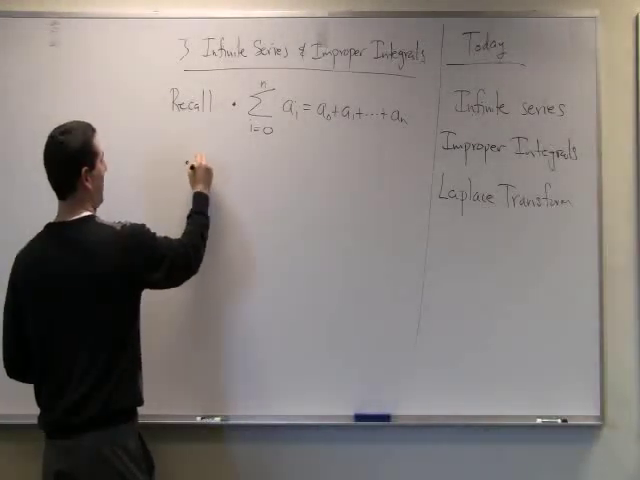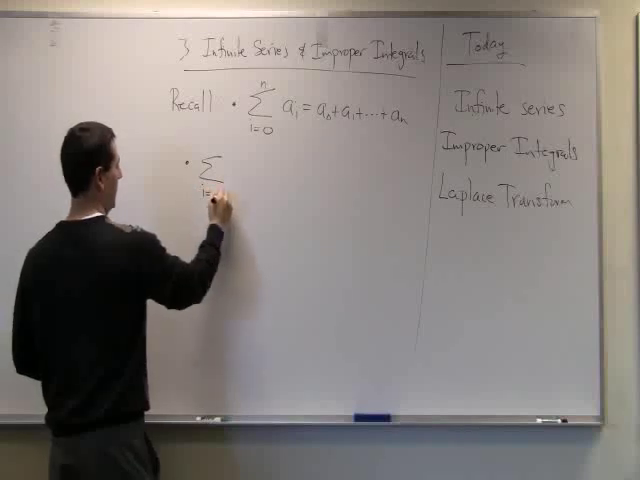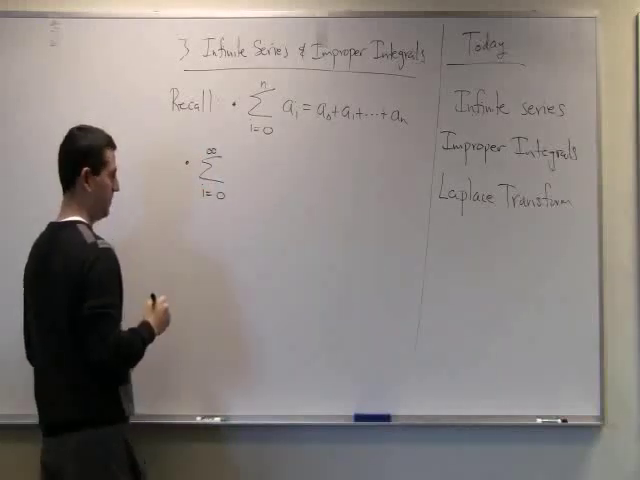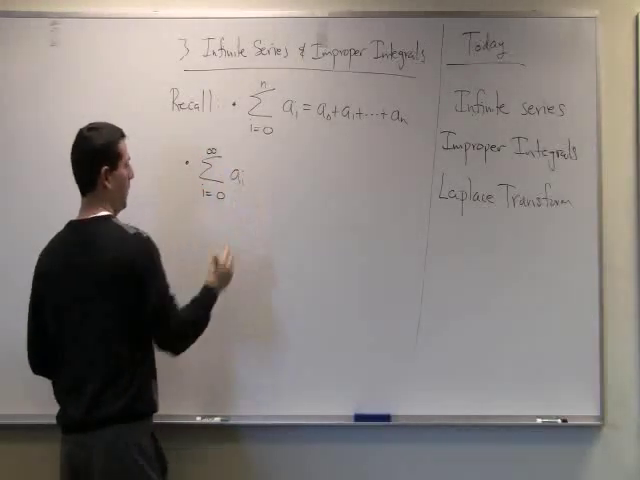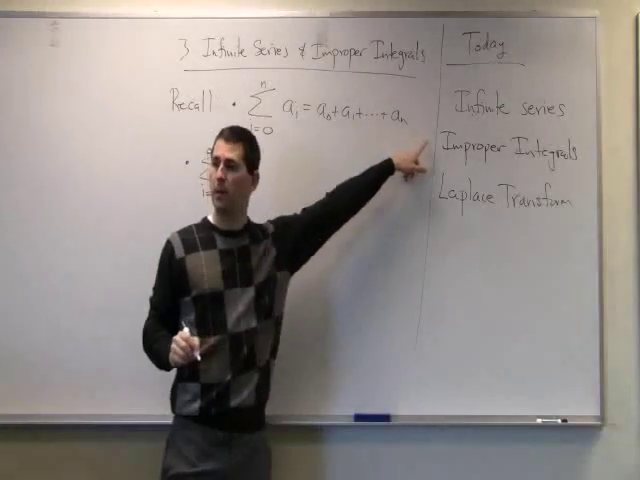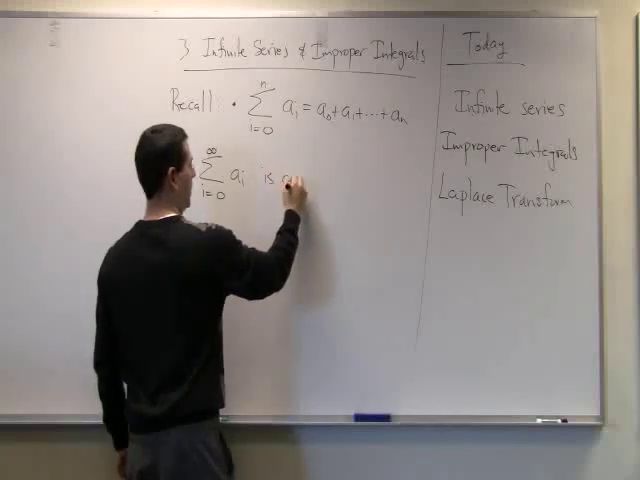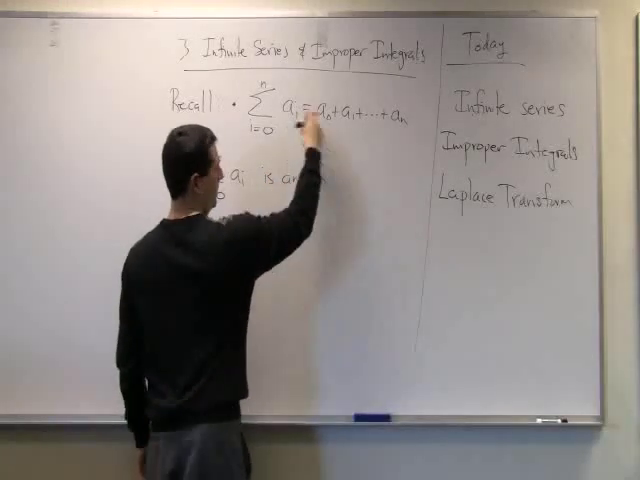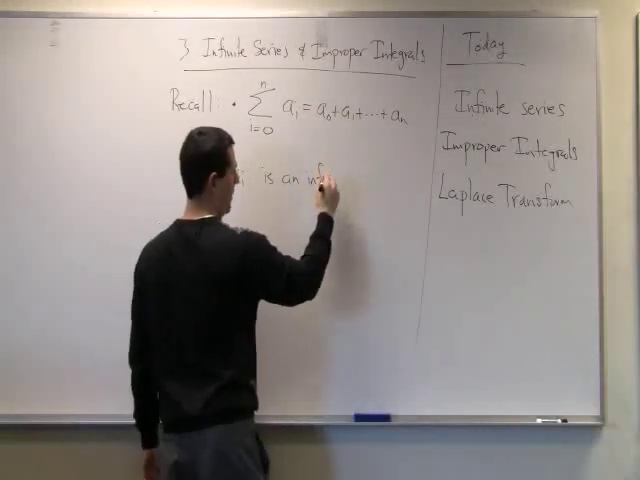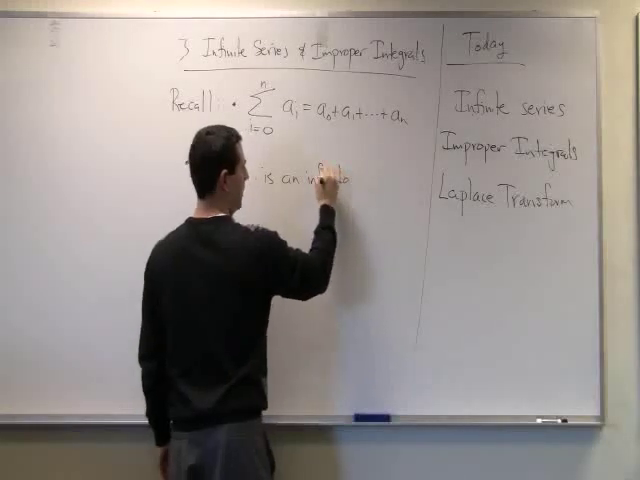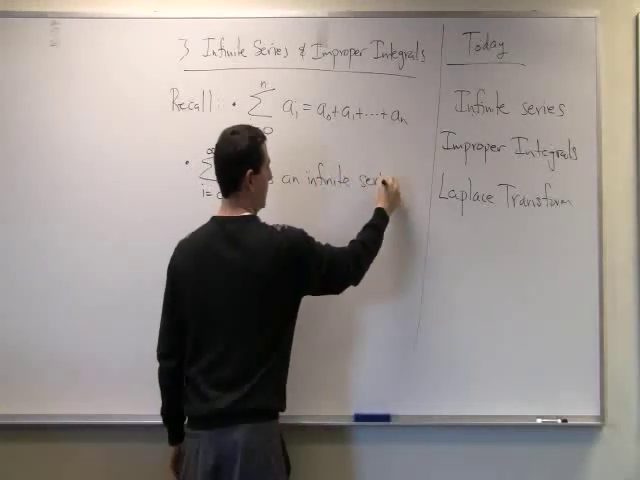Now, if I replace n with infinity, then this sum doesn't stop. And I call this an infinite series. This was a finite series. Series just means sum of a sequence. So this is an infinite series.